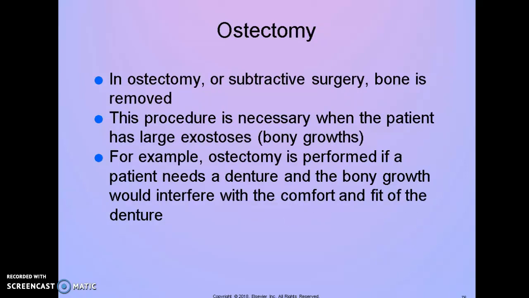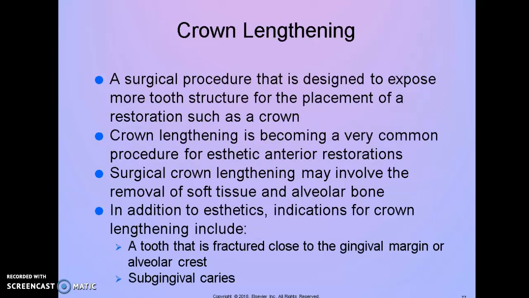Osteectomy is a subtractive surgery. This is where bone is removed. This procedure is necessary when the patient has a large exostosis, which is a bony growth such as a tori on the buccal plate rather than on the lingual. For example, an osteectomy is performed if a patient needs a denture and the bony growth would interfere with the comfort inside of their denture. Another procedure is called crown lengthening.